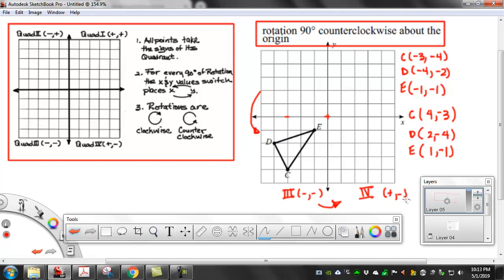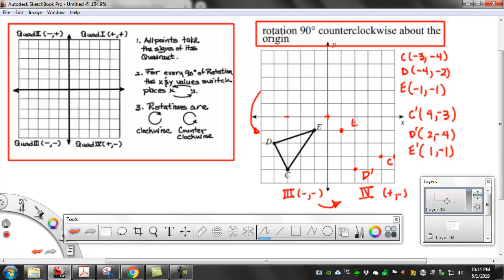Now let's go ahead and plot them. We know we're going to be in quadrant number 4, so we have C prime. See, there is 4 to the right, 3 down, so there's C prime. D is 2 to the right, 4 down. I guess C was 4 to the right, 3 down. I had that wrong. And then now E is 1 to the right and then 1 down.